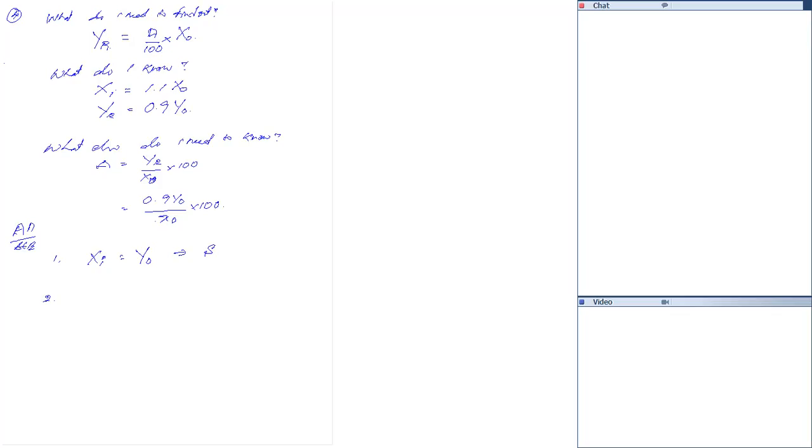What does the second one say? Statement 2: the increased price per share of X was 10 by 11 of the decrease in the price per share of Y. So XI is equal to 10 by 11 into YR, the decrease in the price per share of Y. So that is also sufficient. That's it. So the answer is D.